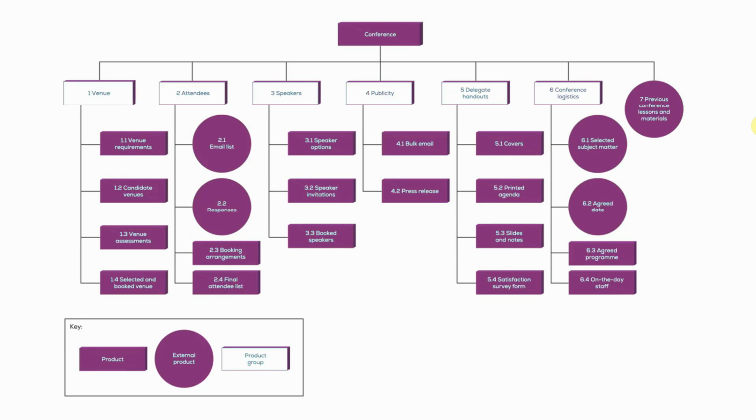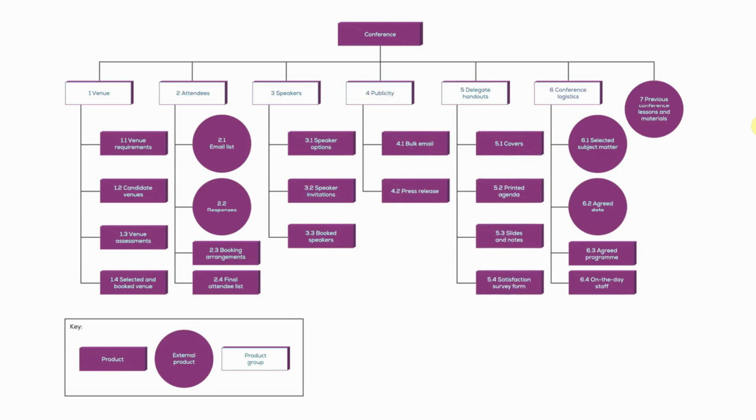If we look under the venue, for example, you'll see we've got the venue requirements. And they're all itemized. So we've got 1.1 is the venue requirements. We've got 1.2, which is the candidate venues. 1.3 are the venue assessments. And 1.4 is the selected and booked venue. We can continue that along. You can see under publicity, we've got the bulk email, the press release. Under the delegate handouts, we've got the covers, the printed agenda, slides and notes, satisfaction survey form, and so on and so forth.